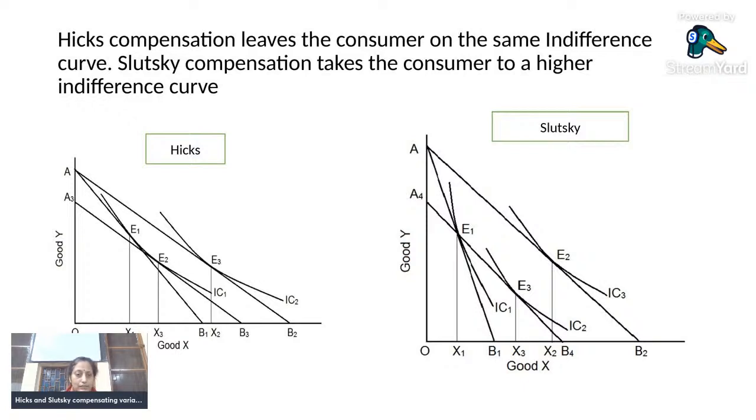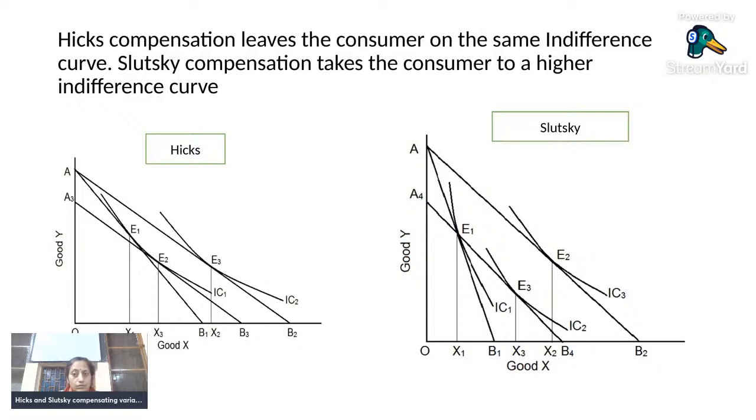So Hicks says that once you take away the increased purchasing power, the consumer will be back on the indifference curve IC1, and the new equilibrium point will be E2, where X is greater and it is substituted for Y. So in this diagram, you understand that the movement from E1 to E3 is the price effect, which can be decomposed into two types of effect: E1E2 is the substitution effect plus E2E3 is the income effect.